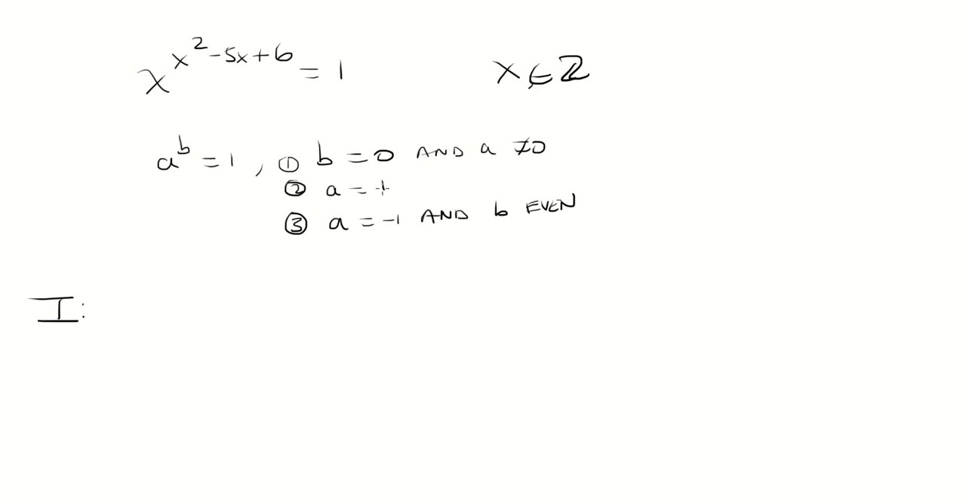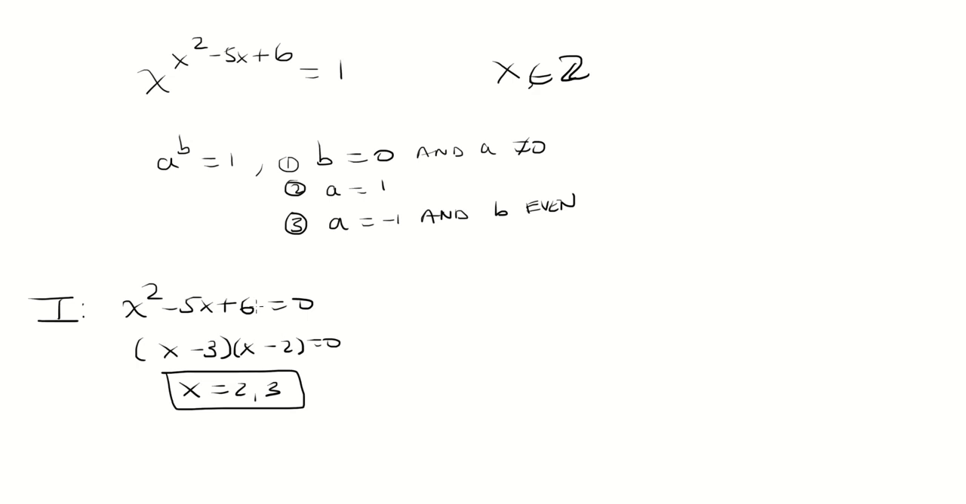B is 0, so the exponent is 0, so that means x squared minus 5x plus 6 equals 0. Factoring this out, we get x equals 2 and 3. So a does not equal 0, so the base is not 0. So if the base is either 2 or 3, this works. Okay, so the exponent is 0. That's done.